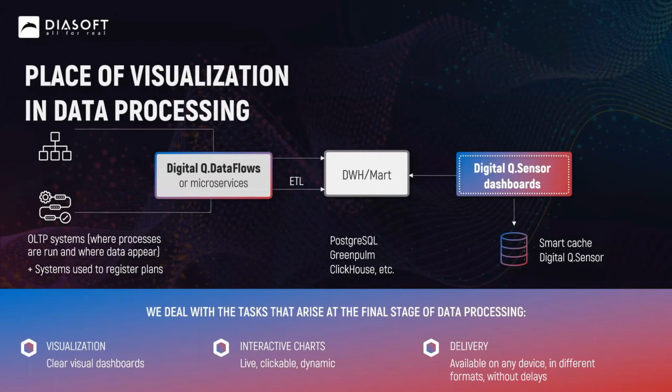On this slide, I'd like to elaborate a bit on the place of data visualization in the overall data processing process, that is from the moment when the information appears in systems that support business processes, up to its delivery to the business user. Delivery in the broad sense. What I am talking about is the final stage of this process. Digital Q.Sensor is located in the right part of the scheme. It interacts with a data mart or a data warehouse at the database level, ensures transformation of data into graphs, visualizes information, and delivers it to the user.